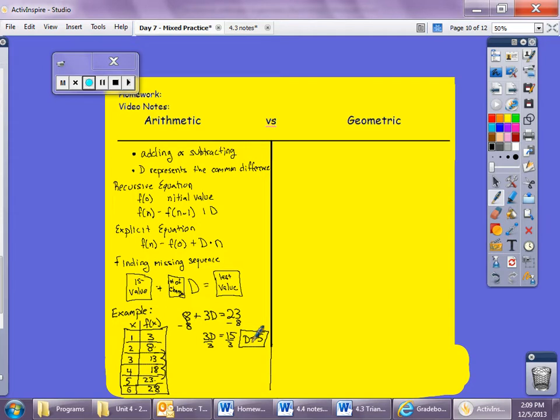Now, with our recursive equation in this example, we need to know what f of 0 is. We know that when x is 1, f of x is 3, but we want 0. So we actually have to go back one more. When x is 0, we go back, 3 minus 5 is negative 2. So f of 0 is negative 2.